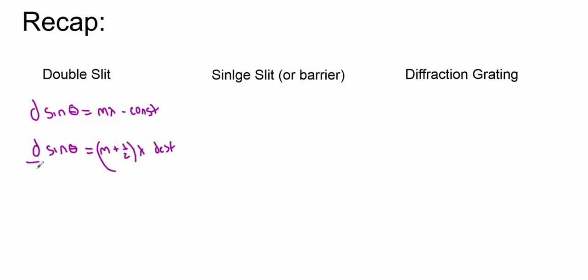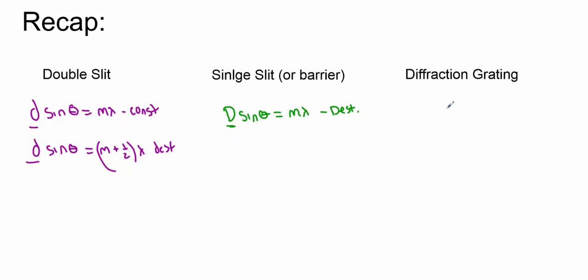Recognize that d is the distance between the openings. For the single slit, you're going to get capital D sine theta equals m lambda. But this is only for destruction. We will not use this for construction. And recognize that D is the size of the opening, or the barrier, not the distance between two.